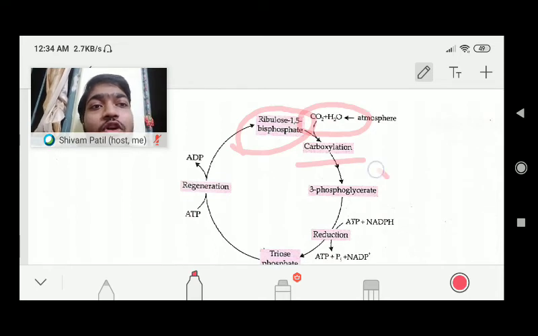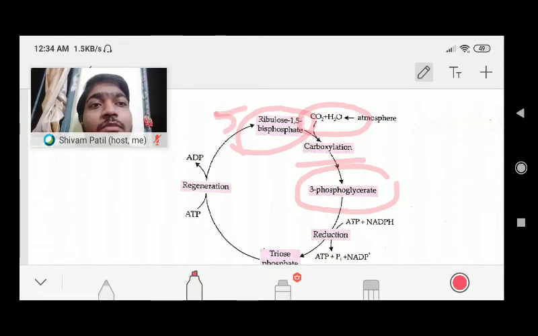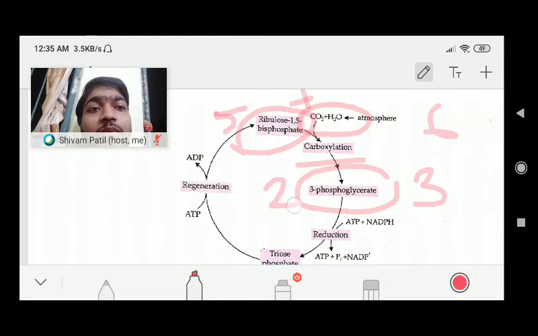So it will form the product 3-phosphoglycerate, which is a 3 carbon molecule. Now ribulose 1,5 bisphosphate is a 5 carbon molecule. 5 carbon combines with one carbon containing CO2. So 5 plus 1 is 6, but here the 3-phosphoglycerate is only 3 carbon. So how do we get a 3 carbon compound only? There are two molecules of 3-phosphoglycerate. So 3 times 2 is 6, so the carbons are conserved.